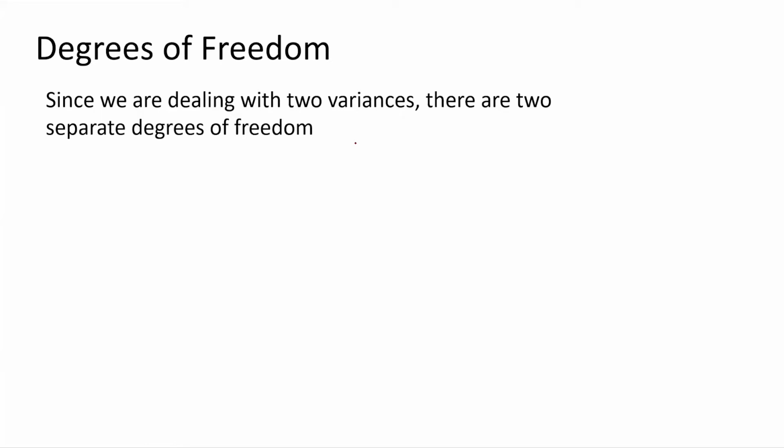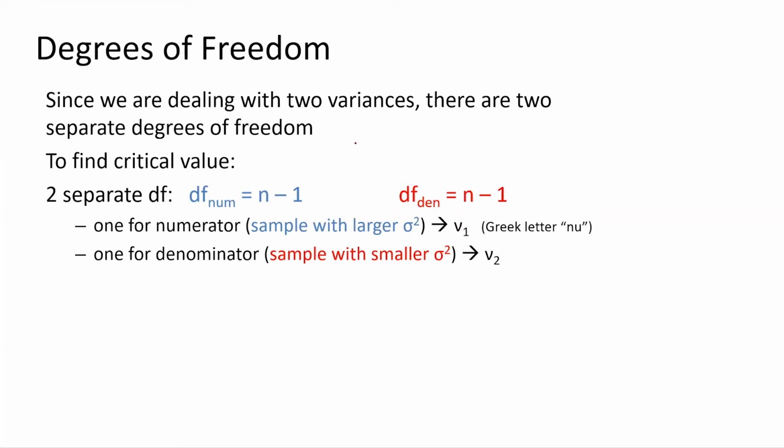So when we deal with degrees of freedom, it's a little bit different than what we've done before too. Because we're dealing with two variances from two different samples, there are two separate degrees of freedom. And it's very simple. It's the same equation we've used for degrees of freedom in the past, it's just n minus 1. But we have a degrees of freedom for the numerator and a degrees of freedom for the denominator. These are represented with this V looking character. That's actually the Greek letter nu. So nu 1 and nu 2. Nu 1 is for the numerator, nu 2 is for the denominator.